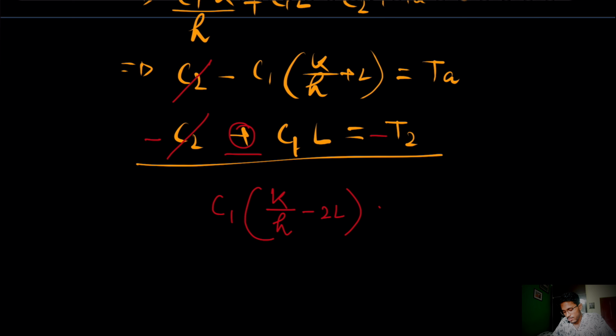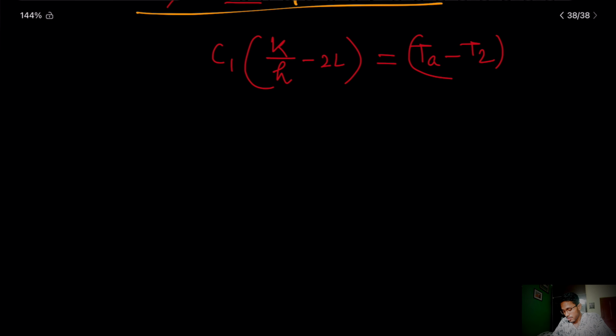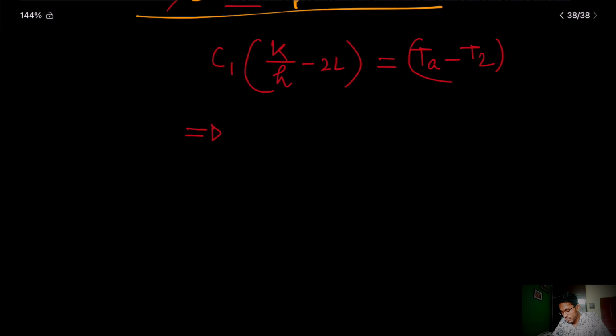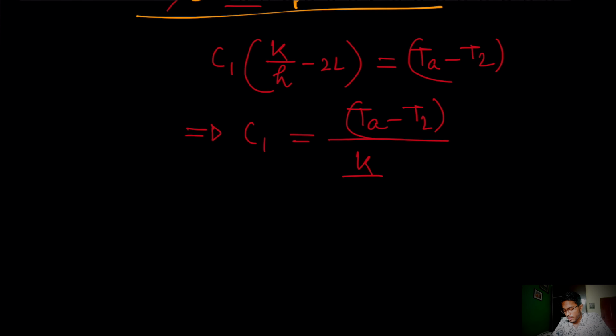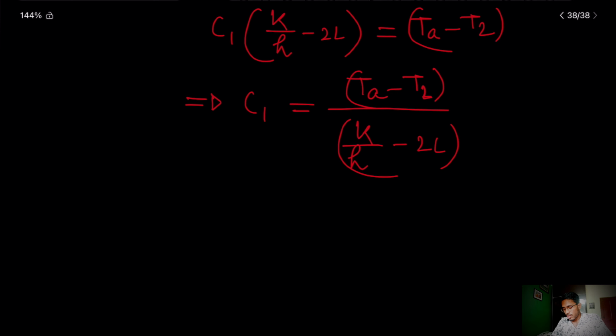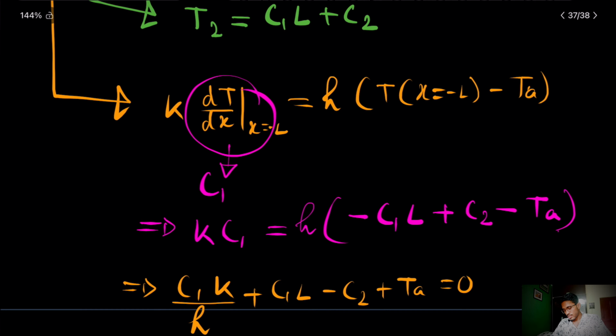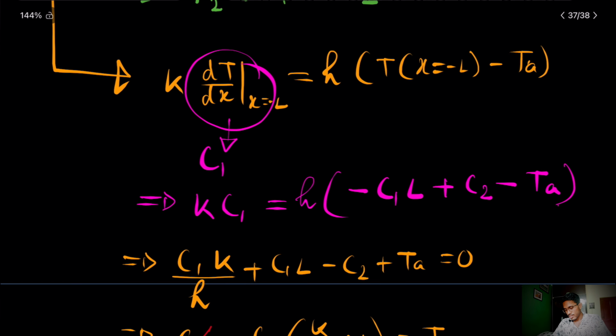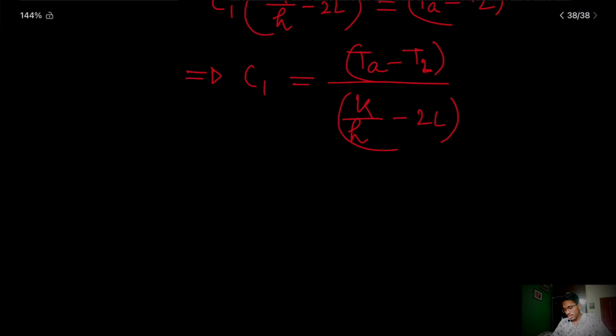Be careful. Okay, so that is equal to Ta minus T2. So then c1 is equal to Ta minus T2 over k by h minus 2L. Okay, so if c1 is this, then from this equation, that is T2 equal to c1L plus c2, we can find c2 equals T2 minus c1L.